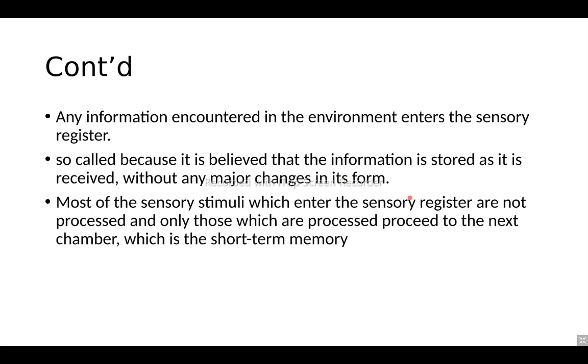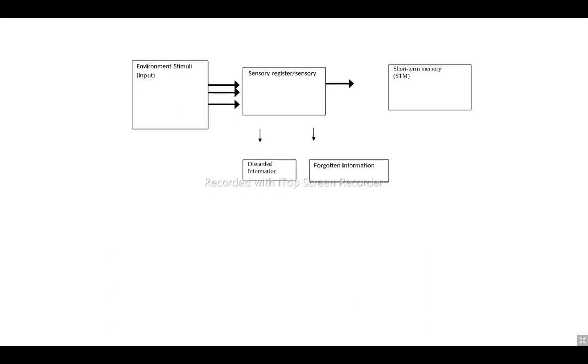So it is like when you freshly enter information in a computer, it goes in the way you have entered it. But then the computer processes it when you want to store it. The computer will treat it in a way that it arranges it in a particular form and then stores it. So most of the sensory stimuli which enter the sensory register are not processed, and only those which are processed proceed to the next chamber, which is the short-term memory.